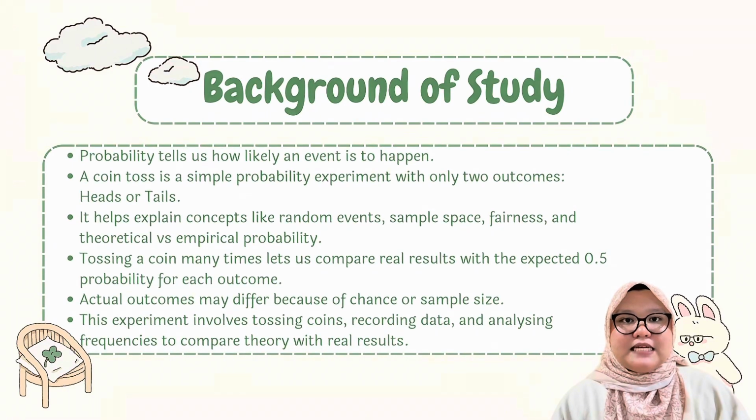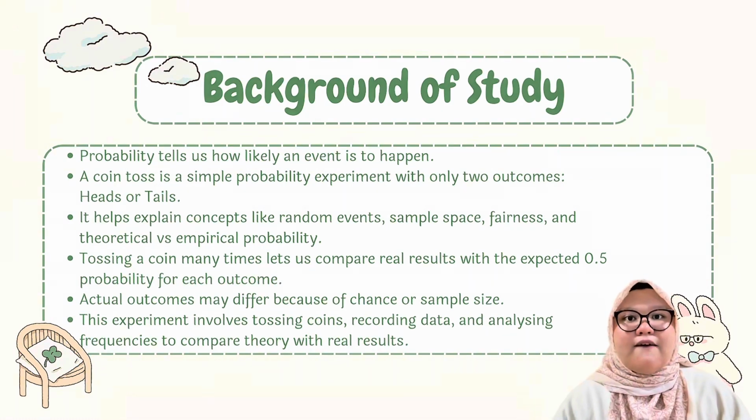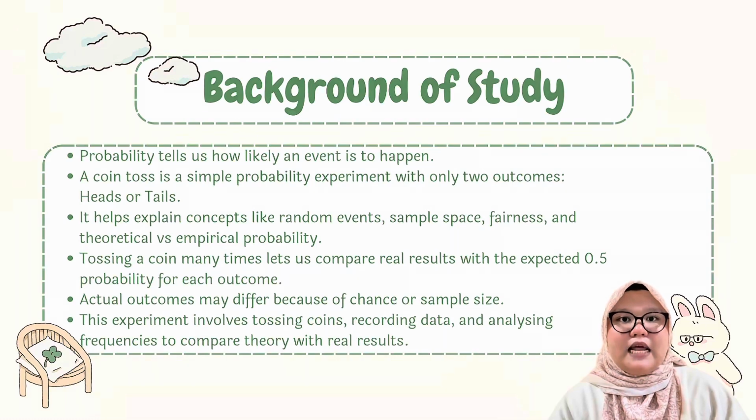Our group will present a simple coin toss experiment to show how probability works. Before we look at the results, this is the background of the study. Probability is basically about how likely an event is to happen. So, a coin toss is a great starting point because it only has two outcomes, heads or tails. Using this simple experiment, we can introduce key ideas like randomness, fairness, sample space, and empirical versus theoretical probability.